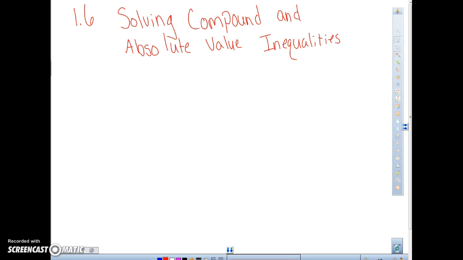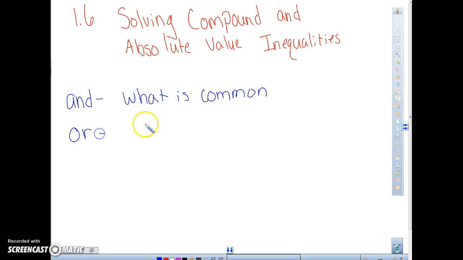Before we start, you need to know the definition of two words. Pretty basic words. The first word that we're going to define for math is "and." And is going to mean what is in common. And we'll talk about what that implies in a little bit. So "and" is what is in common, or "or" means either could be true.